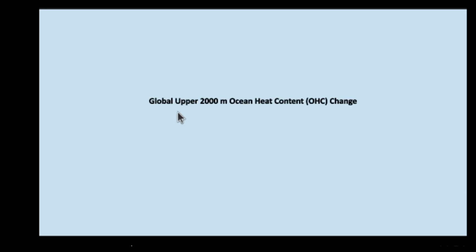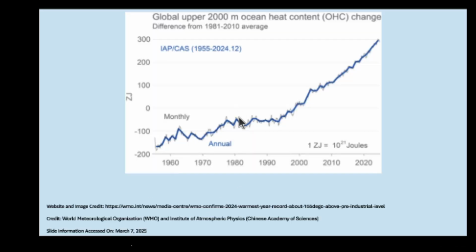What we're going to look at finally is the global upper 2,000 meter ocean heat content change. So again, if you go from the surface of the ocean down to about 2,000 meters, 6,000 feet below the ocean surface, you get the ocean heat content. The average ocean heat content is measured in units of zettajoules. The zettajoule is basically a very large amount of energy.